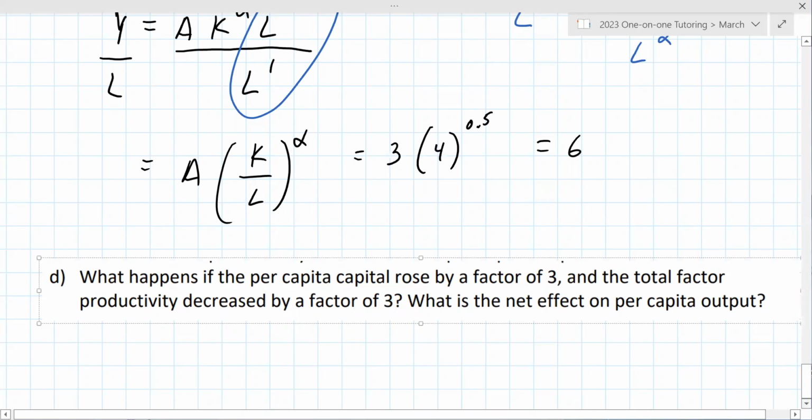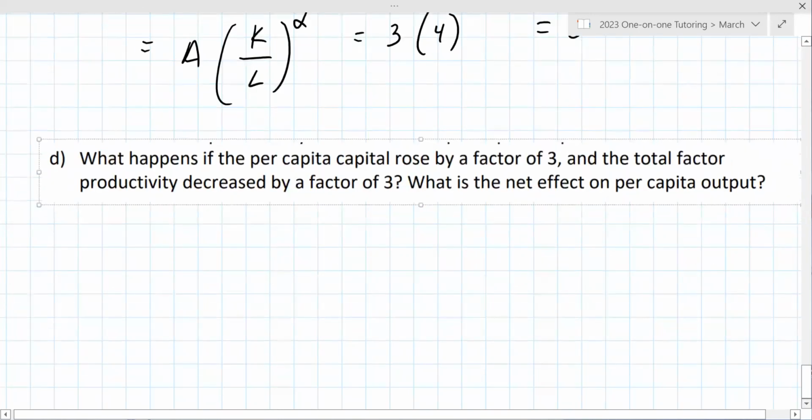If the total factor productivity decreased and per capita capital rose.